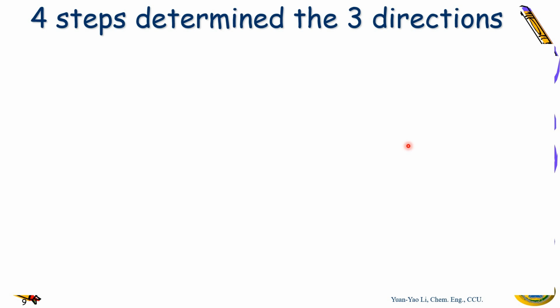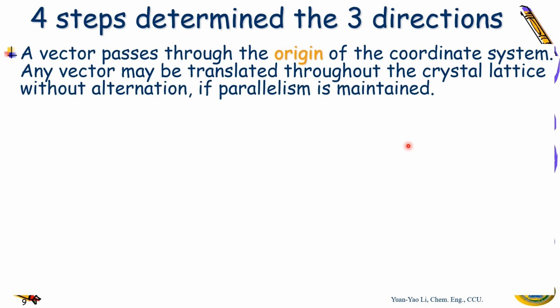So there are 4 steps to determine the 3 direction indices. I want you to know this, and this is important. Step 1 is that the vector passes through the origin. The vector, you know, just now I showed you a vector, right? It needs to pass through the origin of the coordinate system. Any vector may be translated throughout the crystal lattice without alteration if parallelism is maintained. So this vector can be moved parallelly, but this vector needs to pass through the origin.